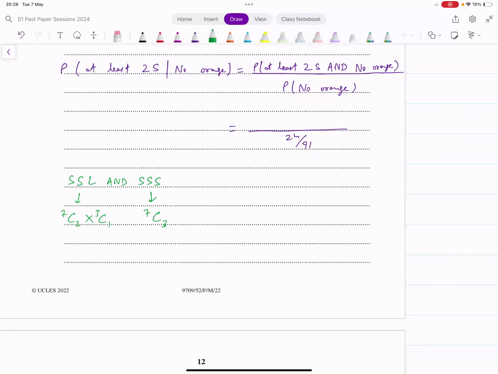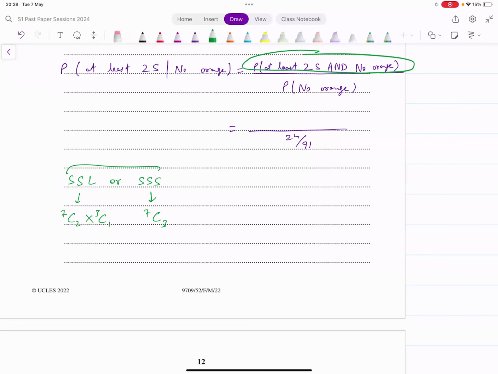Okay, I'm sorry. Okay, SSL. So the one possibility is that you have 2 strawberry chocolates, that's 7C2, and 1 lemon chocolate, that's 3C1. Out of 3 lemon, you have 1. The other possibility, you have all strawberry. So it's basically an OR case, not AND. So it's either this first case or the second case, right? These are the only 2 cases that you can have that satisfy both of these conditions.